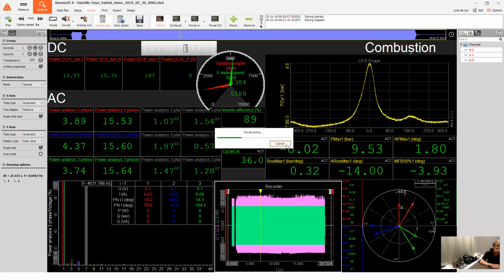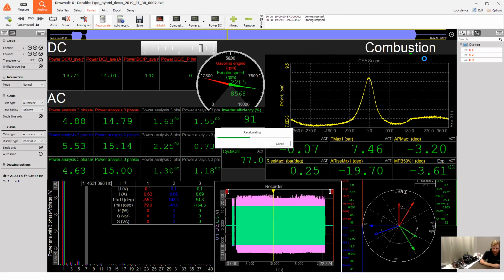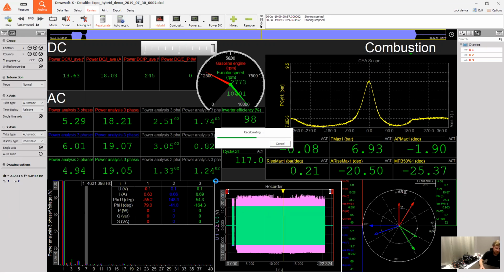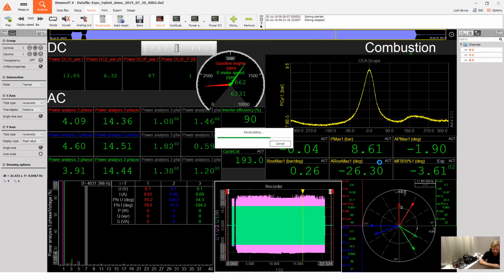We can just recalculate the data file and do modifications like this, like adding additional channels into the combustion analyzer or doing calculations in mathematics between these channels. So we'll just recalculate the complete data file. This takes a bit of time because we have high angle resolution of the combustion analyzer, and we have also high frequency calculation of the power analyzer. And also the data file here is a couple of seconds long.